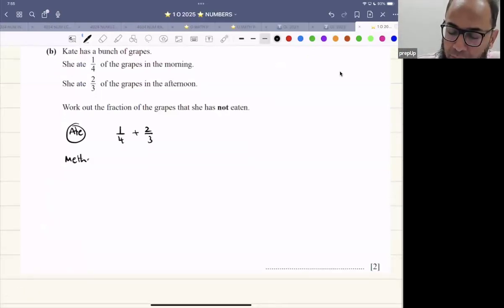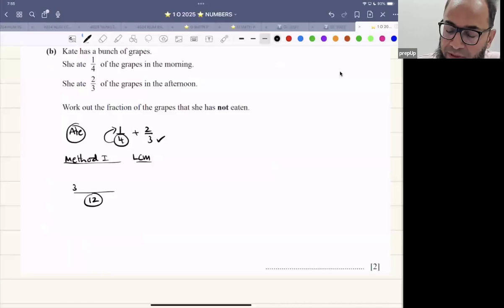Method 1, the usual LCM. 4 and 3, that is 12. 12 divided by 4 is 3, 3 into 1 is 3. 12 divided by 3 is 4, 4 into 2 is 8. That is 11 over 12.